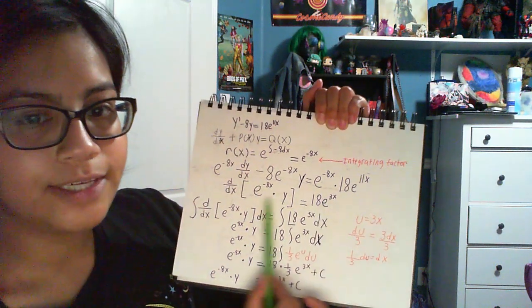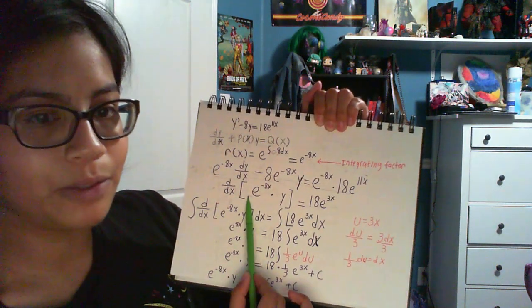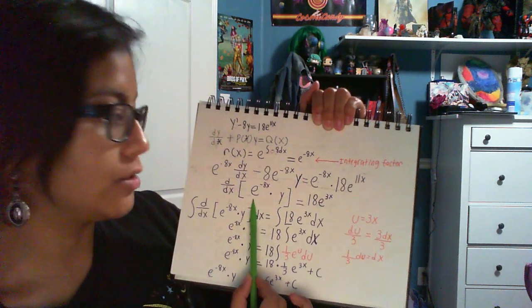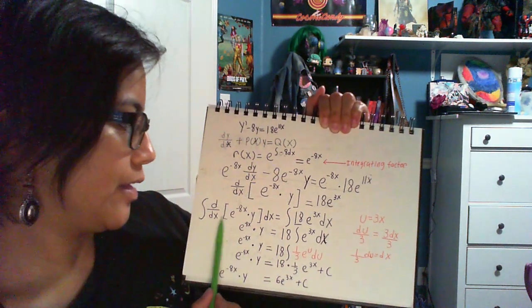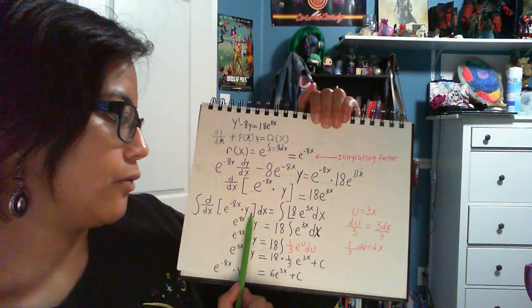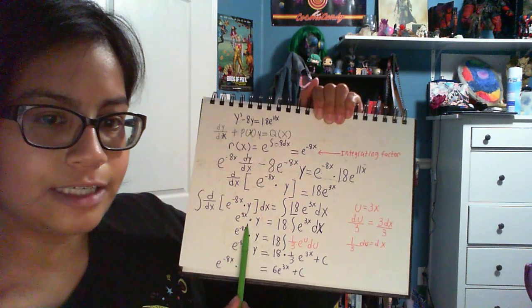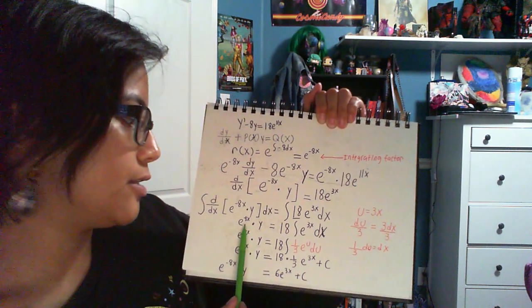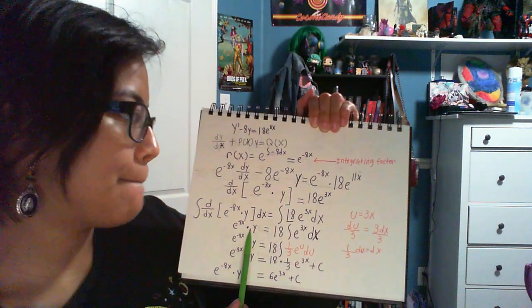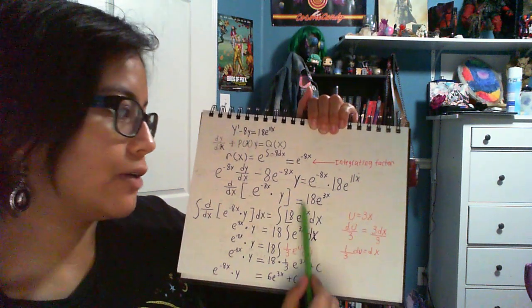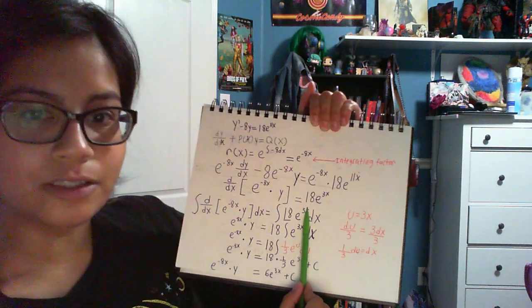And now that I have this, I want to find the derivative of both sides. Well, no, the integrals of both sides, which would eventually get me to e to the negative 8x times y. Now on the right side, I want to find the integral using u substitution.